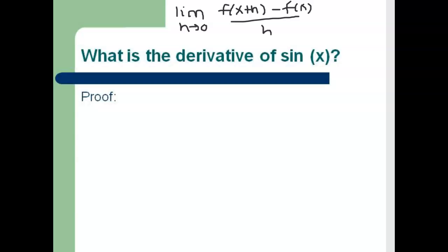So, the proof becomes the limit as h approaches 0 of sine x plus h minus sine x all over h. And this is why number 7 existed on that packet, because you need to know how to rewrite the sine of x plus h.